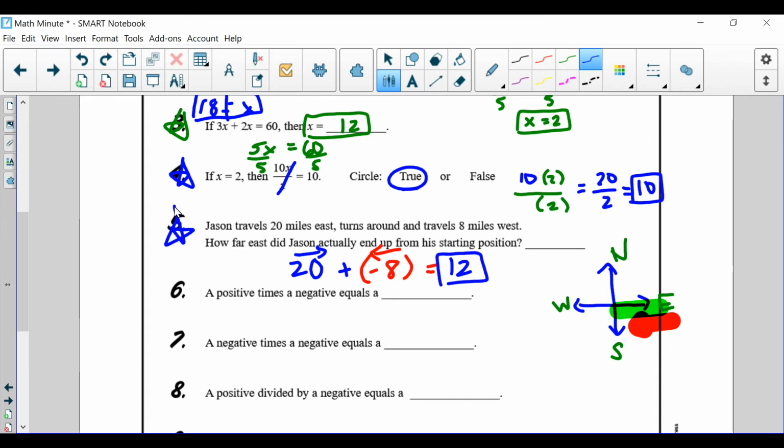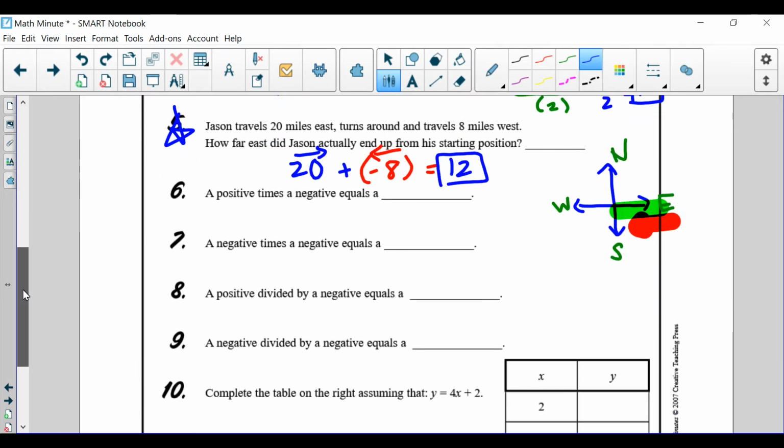All right, very nice. Next, we're going to go over a little bit of review of integer signs. It says a positive times a negative. I'm going to actually write it down. A positive times a negative here. Positive times a negative is going to be equal to, and you know what?